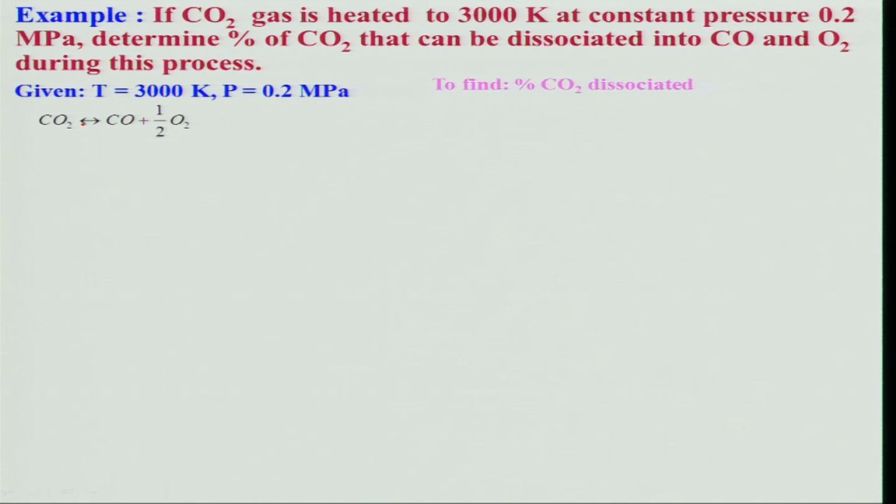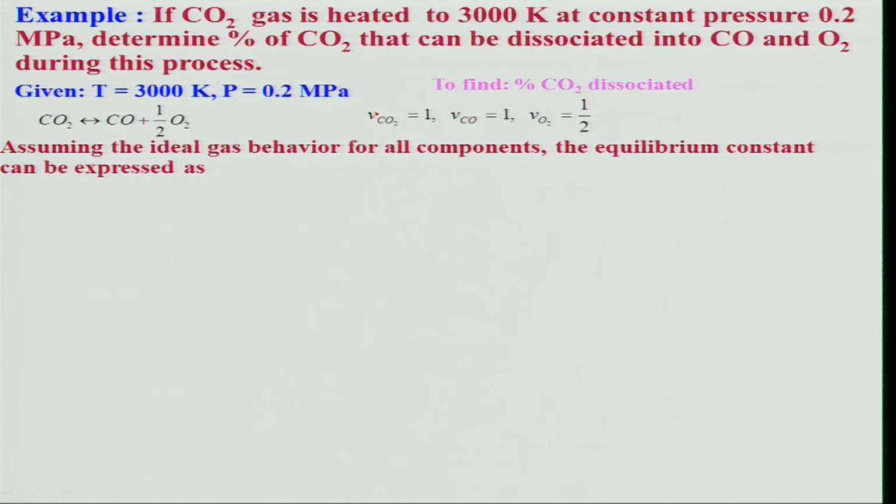So, carbon dioxide is basically reacting, going to CO plus half O2, right. And if you look at the coefficients for this case, CO2 is 1, CO is also 1, but oxygen is half. These are the stoichiometric coefficients. So, assuming ideal gas behavior for all components, the equilibrium constant can be expressed as Kp equals y CO to the power nu CO, that is its coefficient, and y O2 to its corresponding coefficient, divided by y CO2 to its stoichiometric coefficient, times P by P naught to the sum of the coefficients, right.